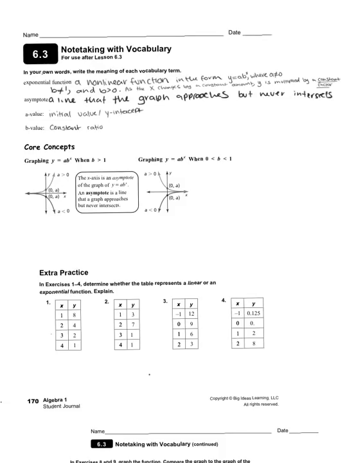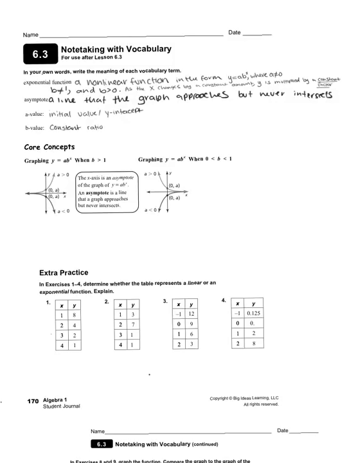Hello students. So today I'm going to talk to you guys about exponential functions. Now, an exponential function is a nonlinear function in the form y equals ab to the power of x, where a cannot be 0 and b cannot be 1, and b has to be greater than 0.